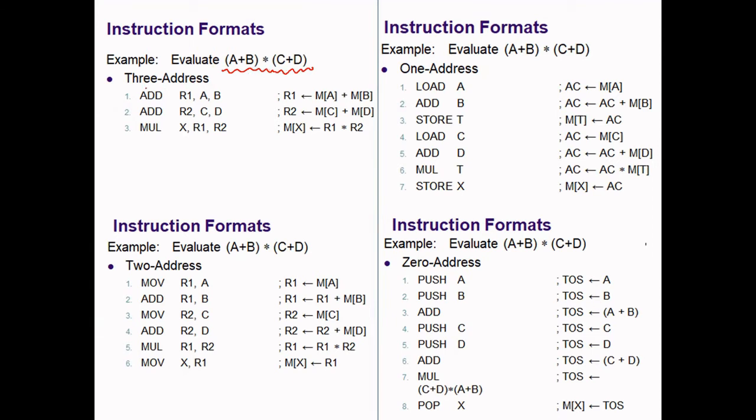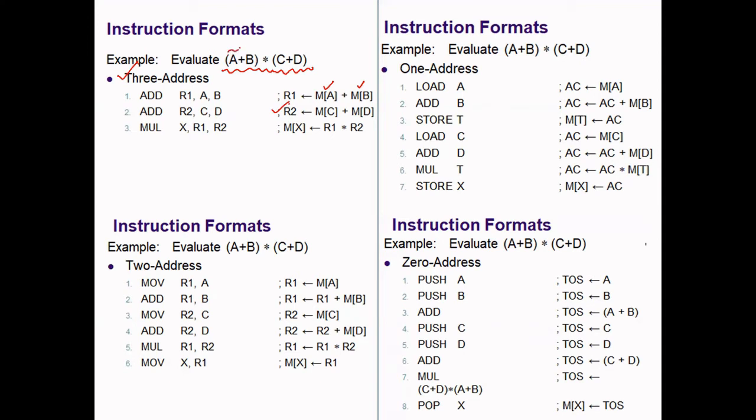So some CPUs follow 3 address instruction. In that, how do the instructions look? This is add R1, A, B. That means memory of A location and memory of B location both will be added, and then result is stored in R1. This is the 3 address instruction. In the same way, add R2, C, D. That means C location data, D location data added, and the result is stored in R2. This is the operation.